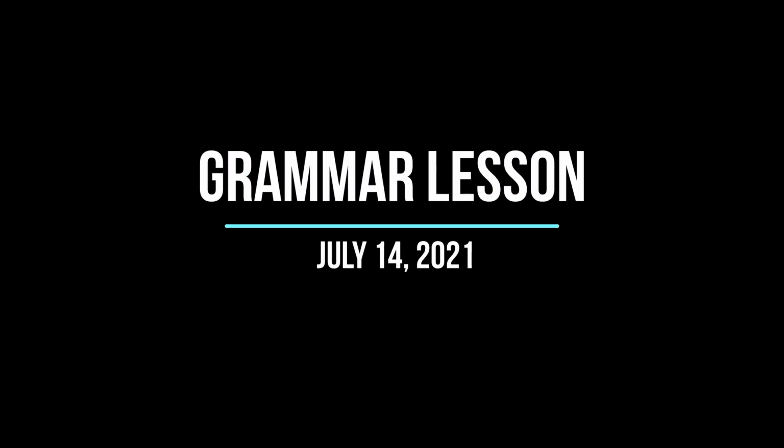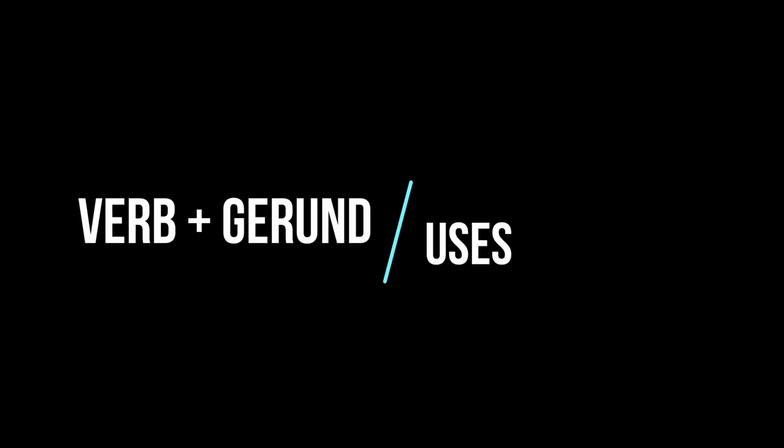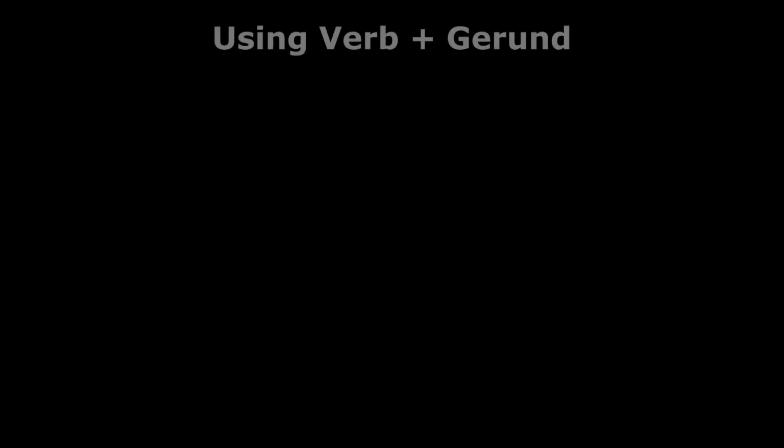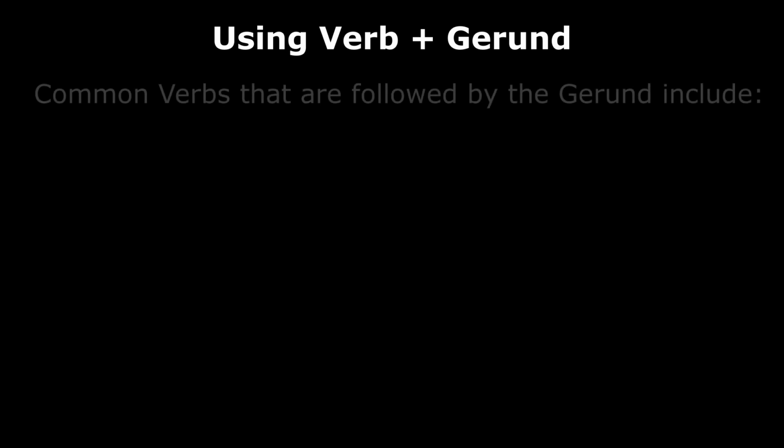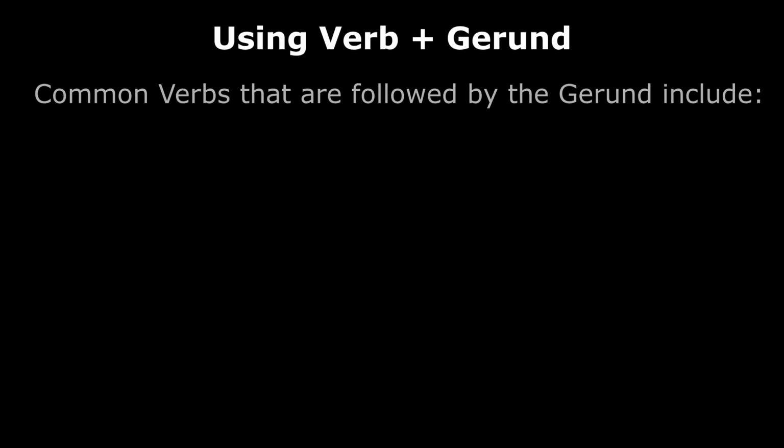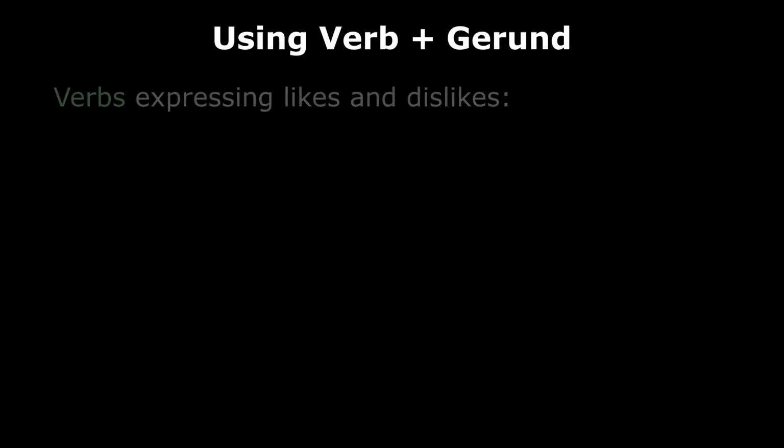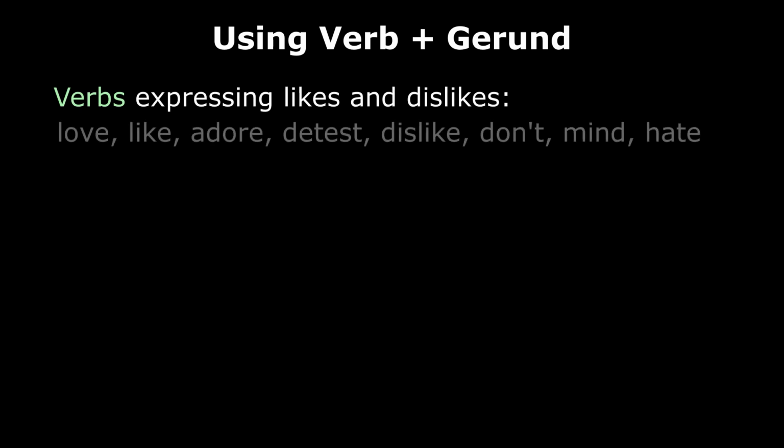Hello everyone. Previously we learned what a gerund is and how it is used. A gerund is a derivative of a verb that functions as a noun. In this lesson, we'll see how a gerund can be used after certain verbs. Common verbs that are followed by the gerund include verbs expressing likes and dislikes.